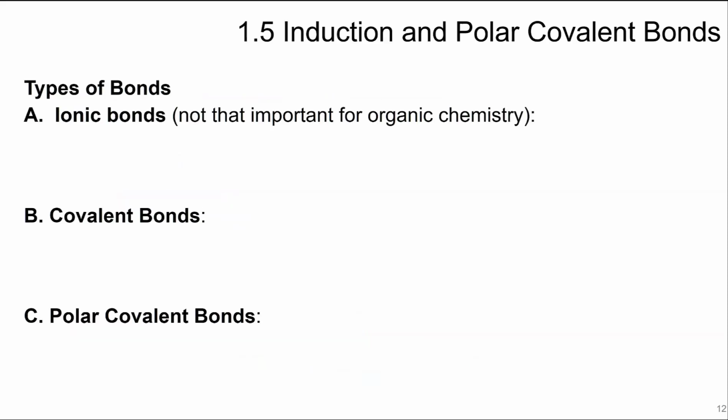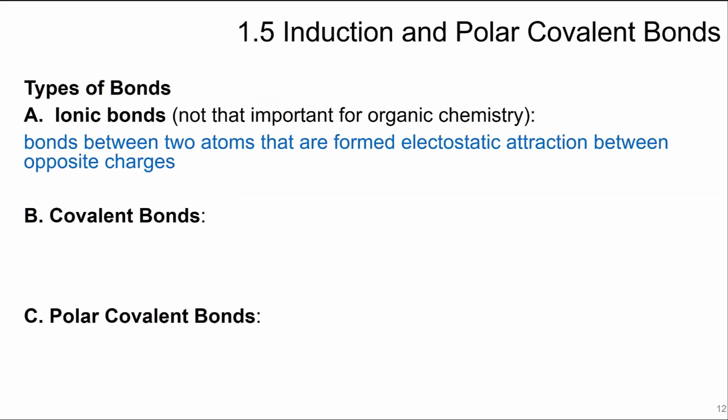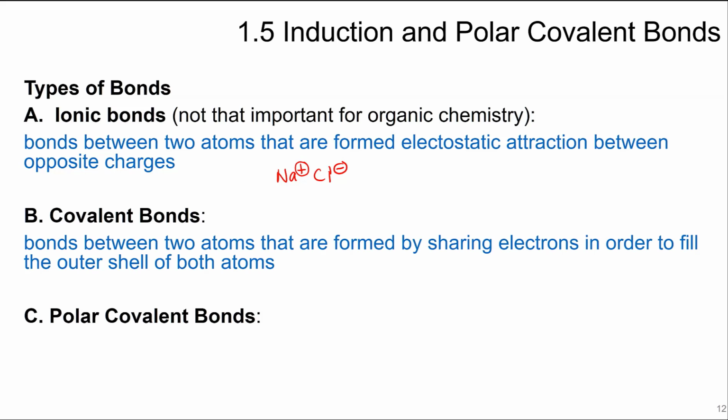All right, some other types of bonds we might encounter are ionic bonds, although these are not that important for organic chemistry. This occurs when you have a bond between 2 atoms that have electrostatic attraction between them with opposite charges. So an example of that would be sodium chloride or a table salt. So those have the opposite charges, those are attracted together, but it's not a covalent bond. Covalent bonds, again, are sharing of electrons in order to fulfill both outer shells.